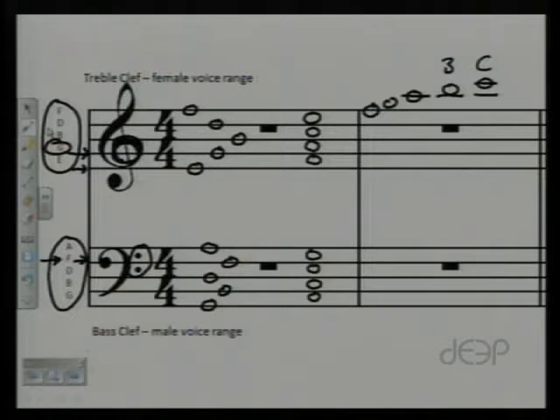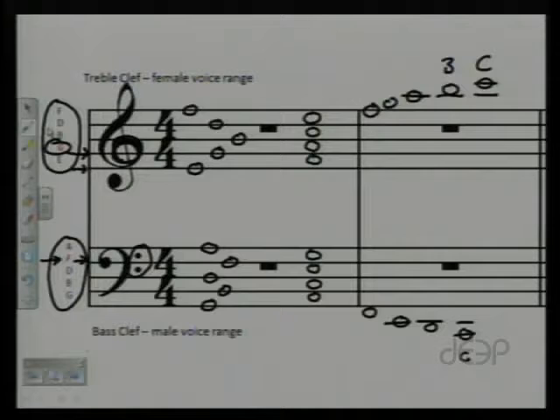So these are called ledger lines. They go above and below the staff. We could do the same thing here. That's an F. That's an E, D, C, etc. Can keep using those ledger lines as far as we want to go.